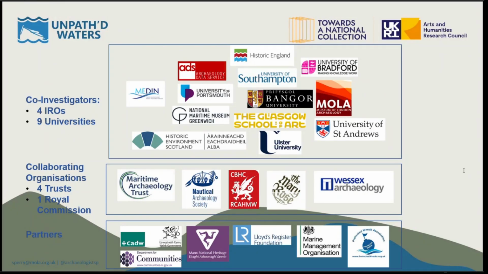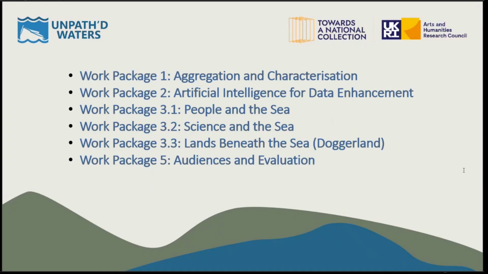As you can see, there was a lot of people involved in this. There was 4 independent research organizations, 9 universities in total, plus our trusts, Mary Rose Trust, Wessex Nautical Archaeology Society, and partners such as Manx National Heritage. So it was a big project and very ambitious. And there's the work packages. I won't spend too much time on this, but it wasn't all about the Unpath'd Navigator, which is what I'm going to talk about. There was a lot of other work going on.